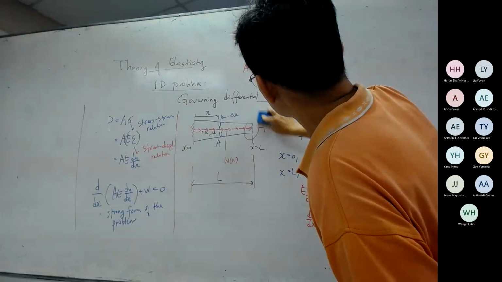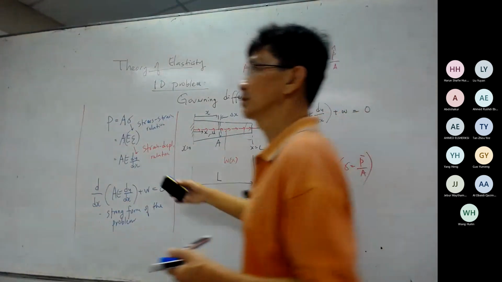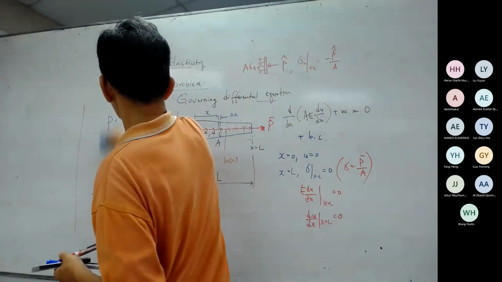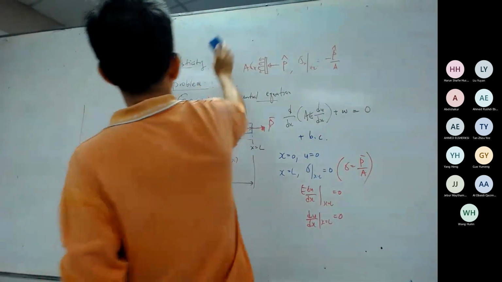Following these directions, it becomes sigma P over A, not negative but positive. Now continue further. Once I have this, the next thing is you have to do the integrations.